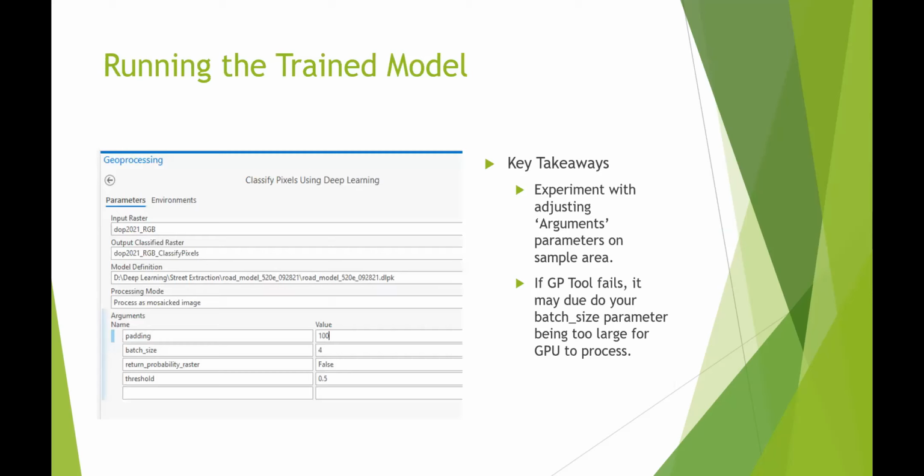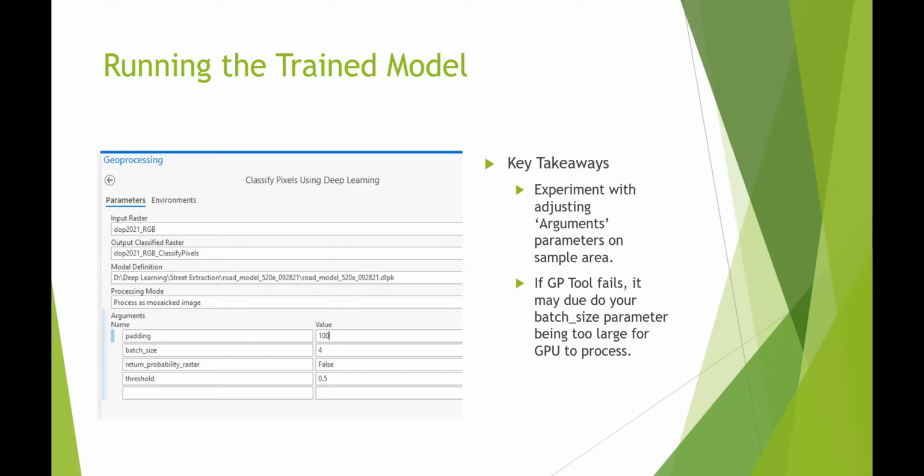So what I want to do now is run that trained model on an area to see how well it does. In this case, since I'm using the multitask road extractor, which uses pixels, I want to use the classify pixels using deep learning tool. In this case, I'm using my input raster, which is my imagery.